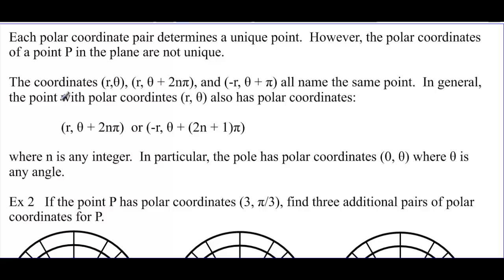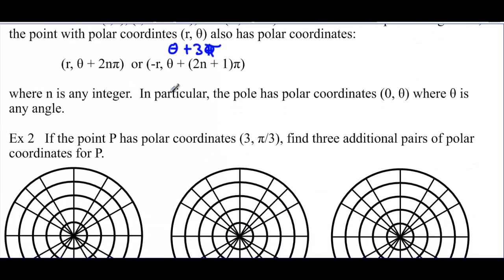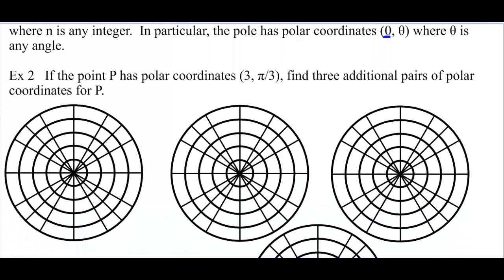In general, the point with polar coordinates r, theta also has polar coordinates r, theta plus 2n pi, or negative r, theta plus (2n plus 1) pi, in other words, an odd multiple. So if you have theta plus 3 pi, that's really halfway around the circle, it'd be 1.5 times around the circle, where n is any integer. In particular, the pole has polar coordinates 0, theta, where theta is any angle. If you have a length 0, that puts you on the pole or on the origin.